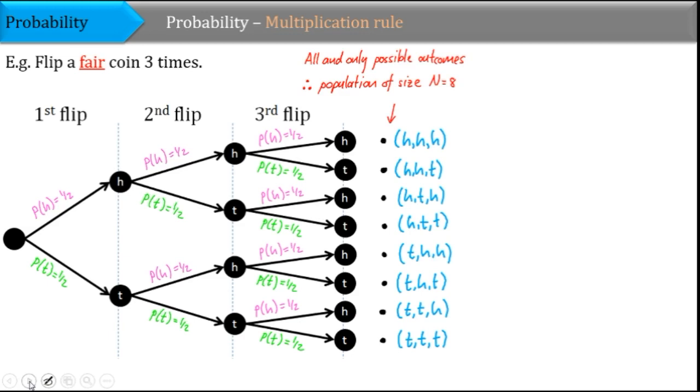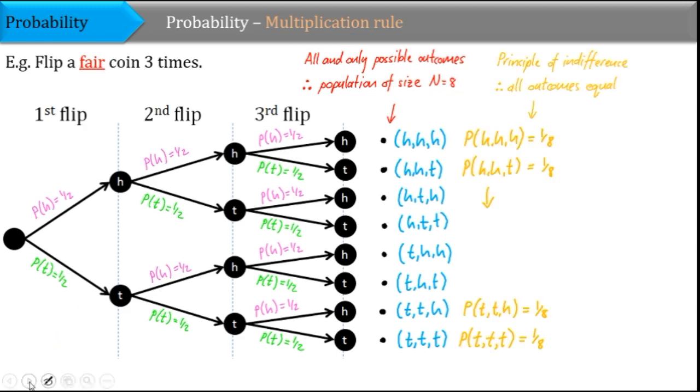So now we can look at the probabilities of the branches themselves. In other words, the probabilities of these outcomes. Now it says here all and only possible outcomes, so we have a population. That's really important. There's nothing else that's possible. Okay, so this is definitely a population. So that means capital N will be equal to 8. So if we look at the probabilities of these events, then the principle of indifference says that all outcomes are equal. So that means because we have 8 outcomes, each one will have probability 1 over 8.